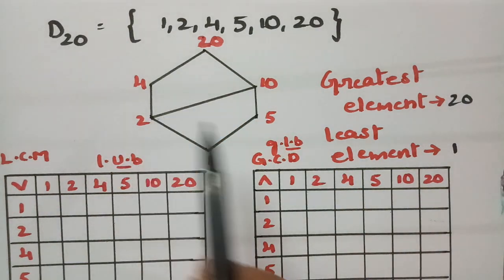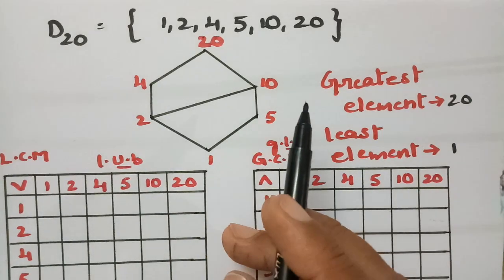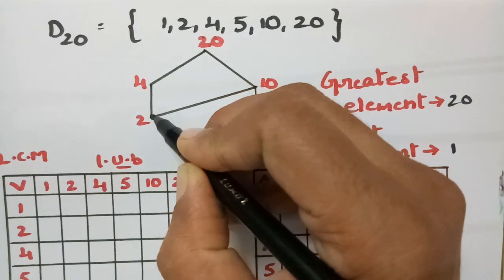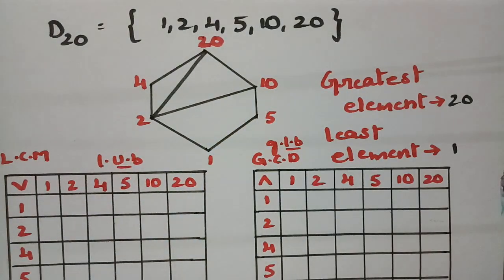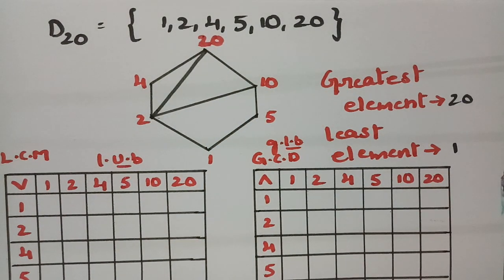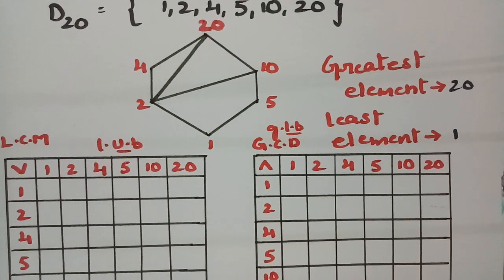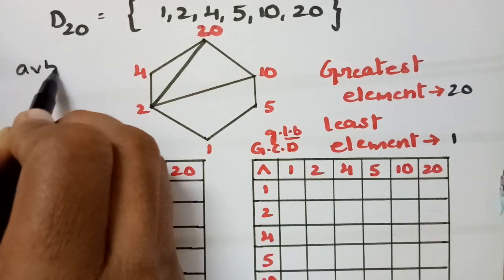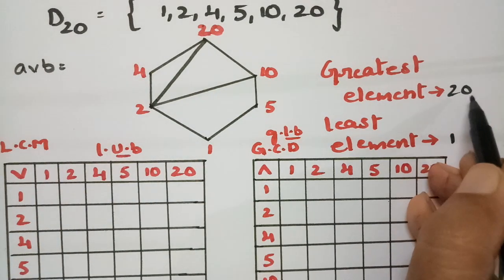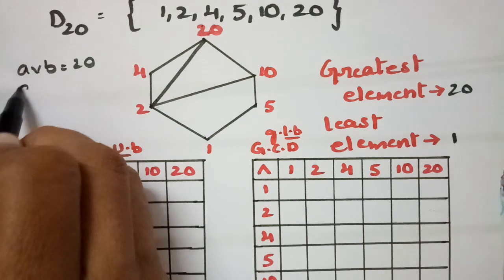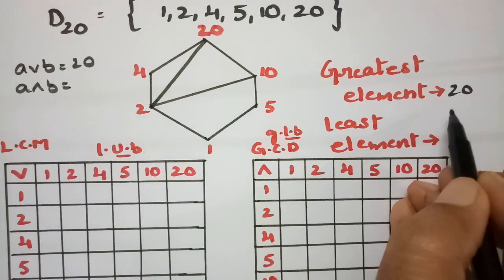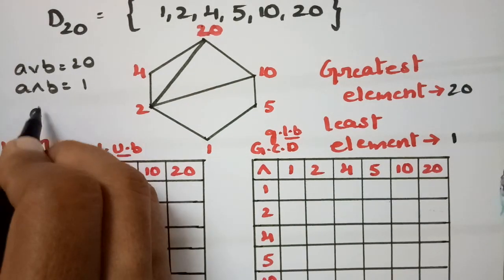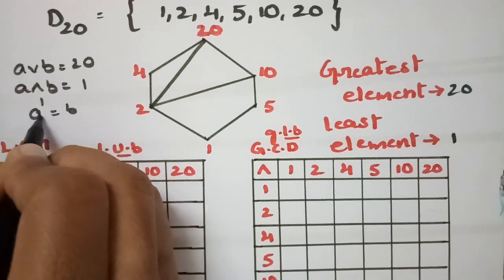If you observe, this is the Hasse diagram. Using this Hasse diagram, 2 also divides 20 here. So let's get started. For finding a complement, we have the relation A join B is equal to the greatest element, here 20, and A meet B should be equal to the least element, here 1. If this condition holds, then we say that the complement of A is equal to B.